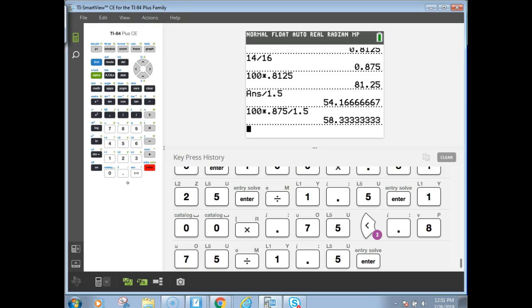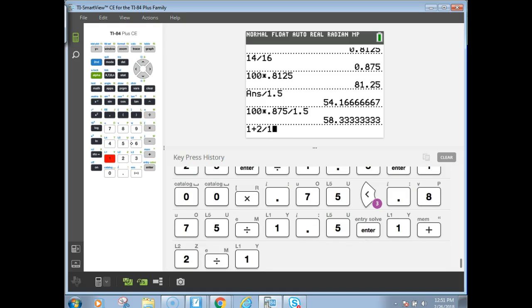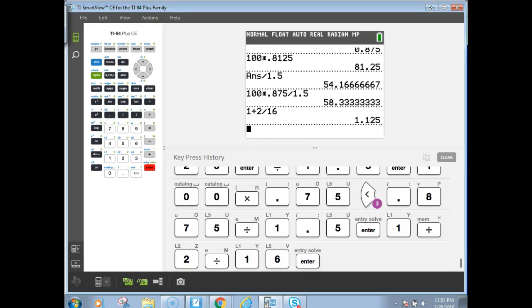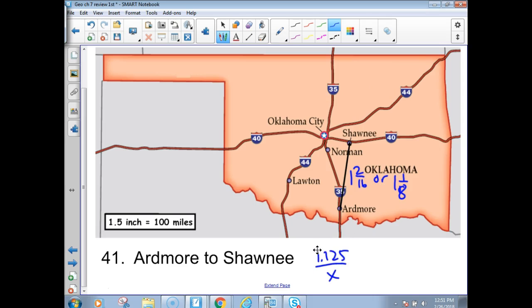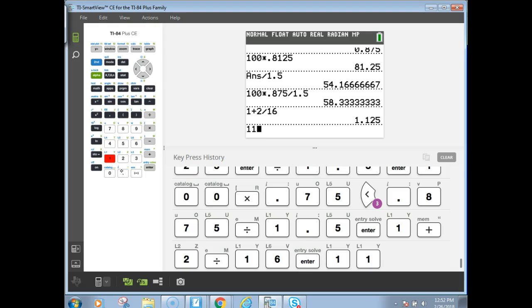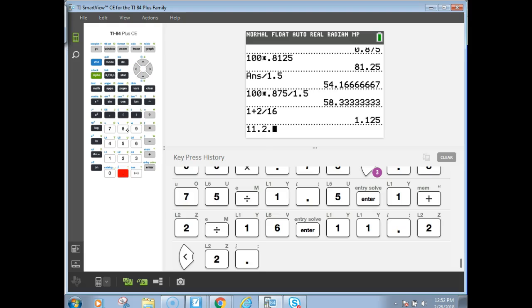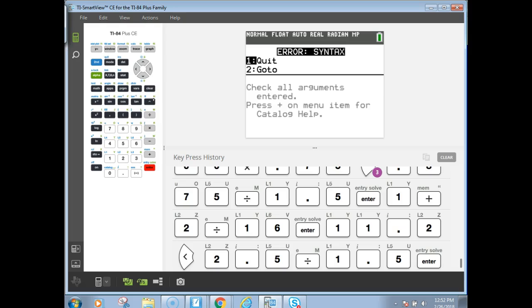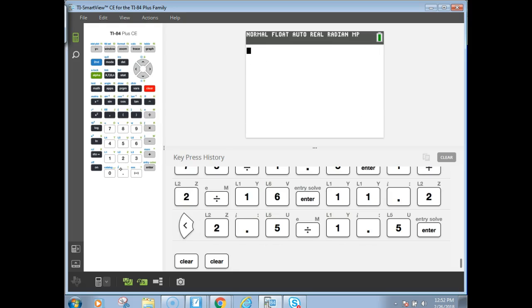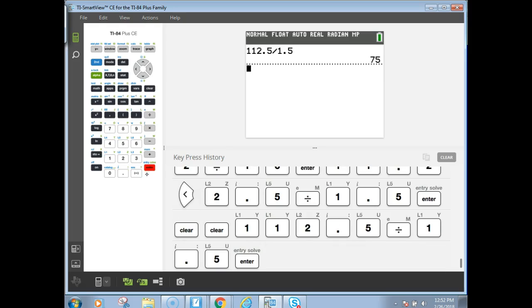And then we would convert that into a decimal. 1 plus 2 divided by 16 is 1.125. Okay, 1.125 is to X miles as the scale 1.5 inches is to 100 miles. Cross multiply and divide. So 1.5 X is equal to 112.5, and then we will divide by 1.5. Anyway, I typed something goofy, I did double decimals. They don't like that. 112.5 divided by 1.5 is 75 miles.